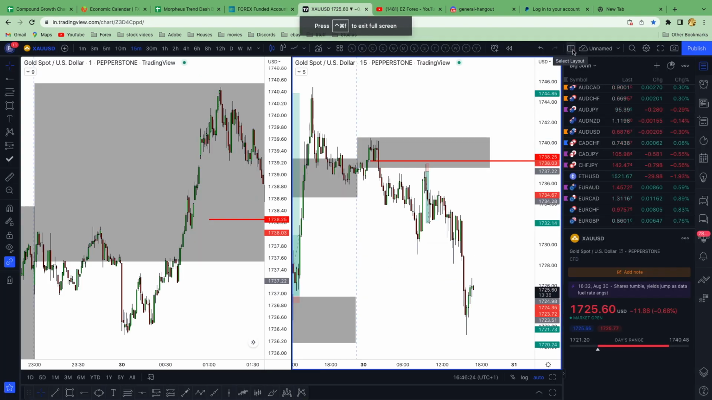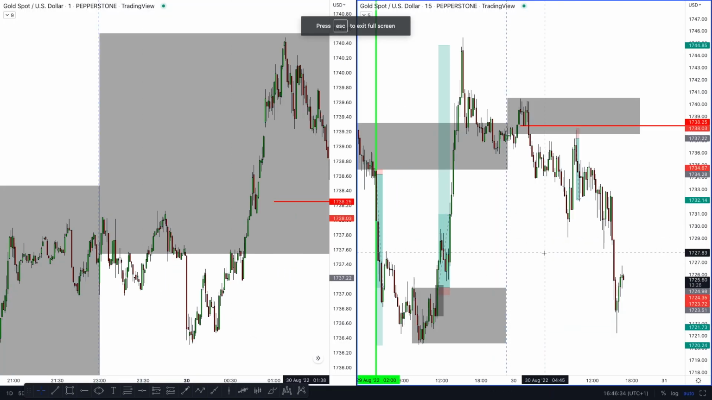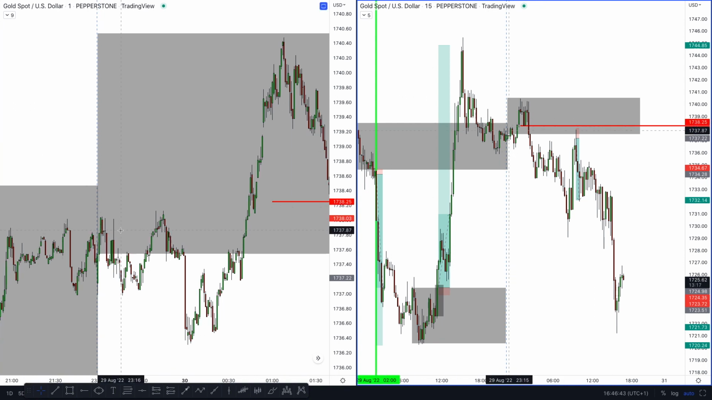So the first thing you're going to want to do when you're on TradingView, you want to go to select layout. Make sure you're on number 2 in this one here. Now that I've expanded my screen to a full screen, I want people to understand on gold, you're going to have a 15-minute time frame on the right and a 1-minute time frame over here on the left.